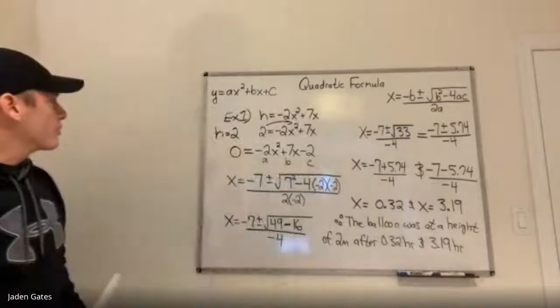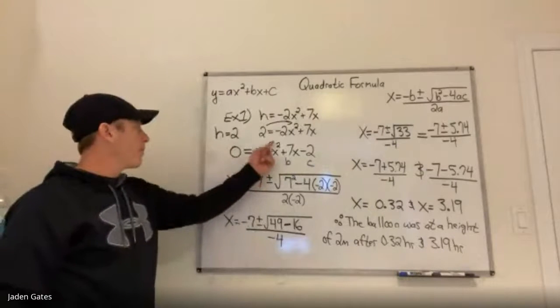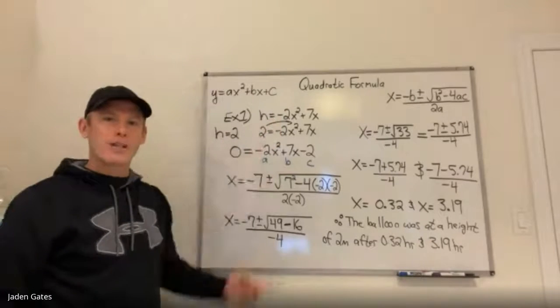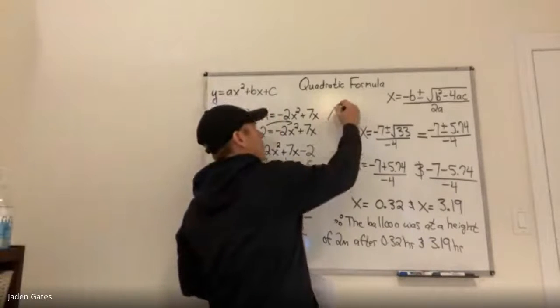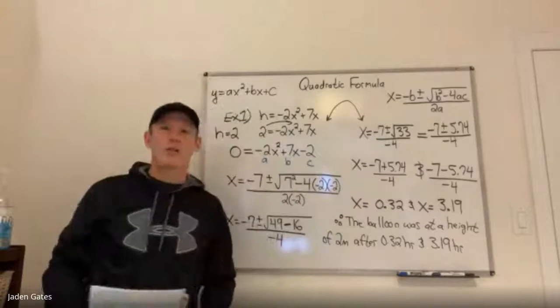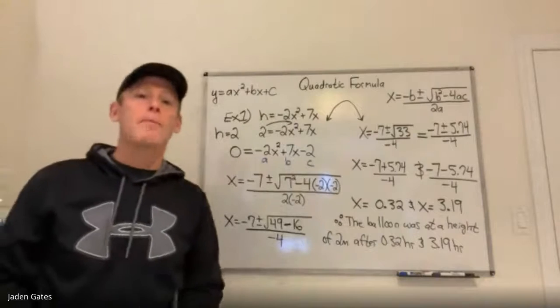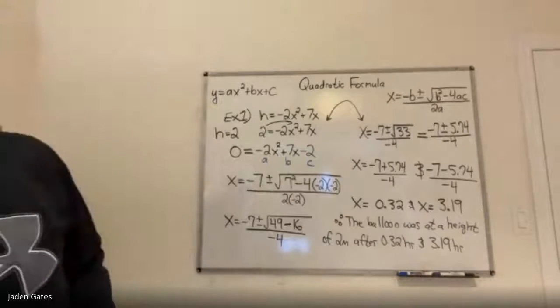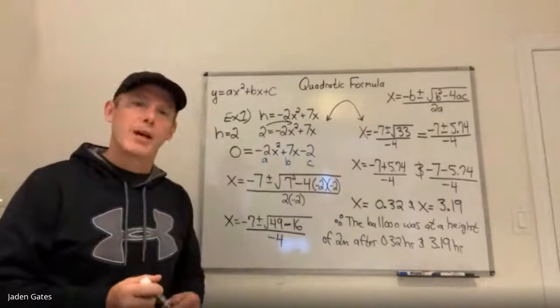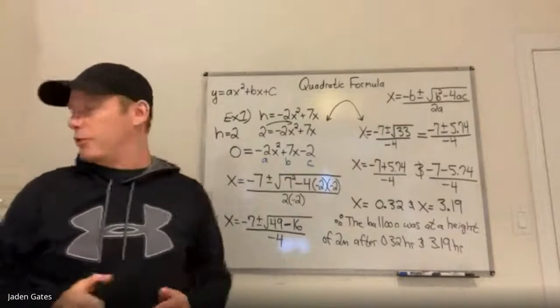And so again, if I was looking at this equation, -2, that's our a value in front of the x squared. It's negative, which means this parabola opens down. And so it looks like 0.32 hours would represent the time going up for this balloon, and the 3.19 hours would represent on its way down. So it's like about a 3.5 hour trip that this air balloon took.